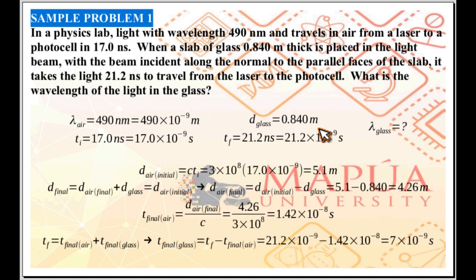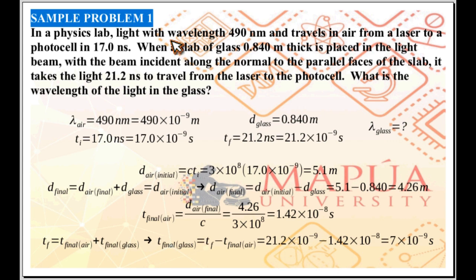The problem tells us that in the final case, the time it takes the beam of light to travel from the laser to the photocell is 21.2 nanoseconds. So let this be our final time TF. TF is equal to 21.2 nanoseconds, or 21.2 times 10 to the negative 9 seconds. We are looking for the wavelength of light in the slab of glass. So we have lambda glass.